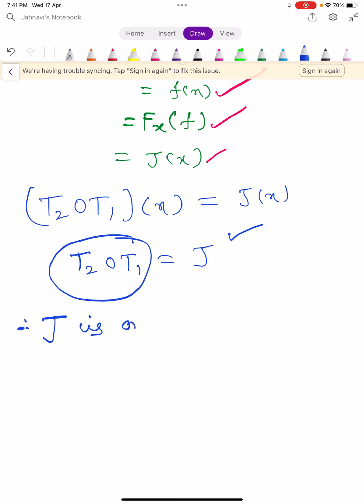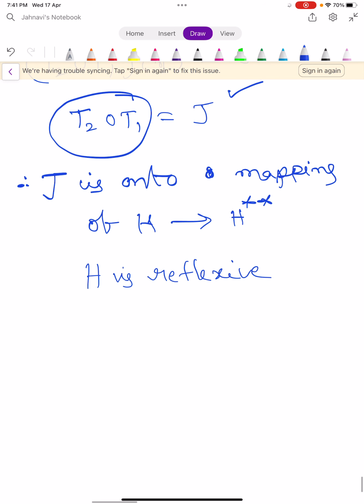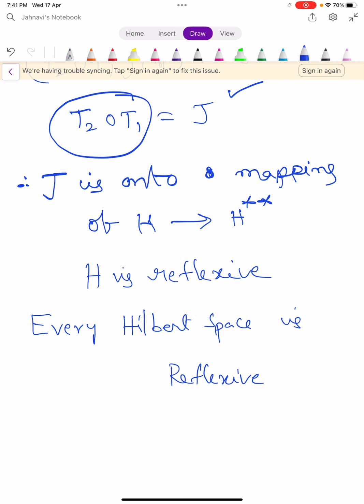Therefore, j is onto. Onto mapping of Hilbert space capital H into second conjugate space H double star. This condition shows that capital H is reflexive. Capital H is reflexive. What it means? Every Hilbert space is reflexive. That's it. This completes the proof.